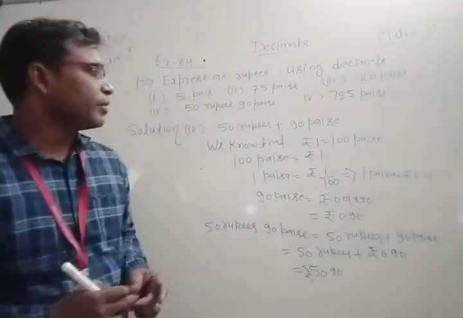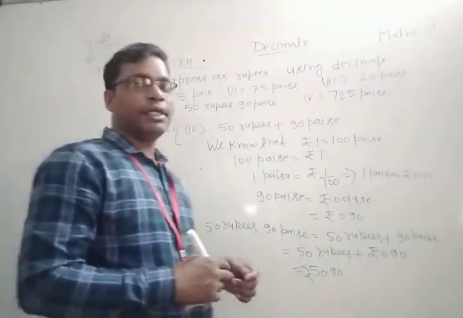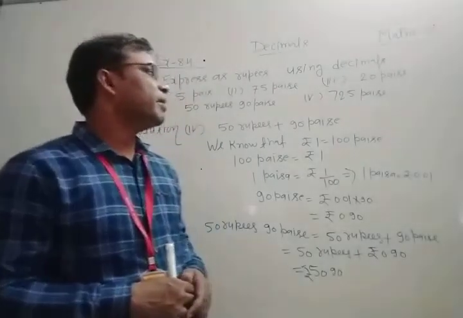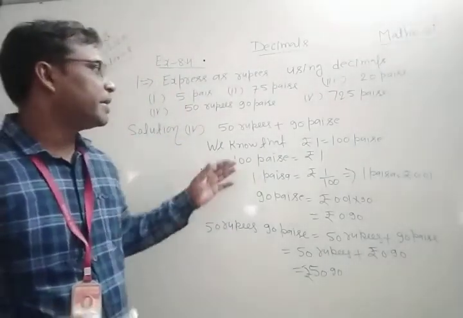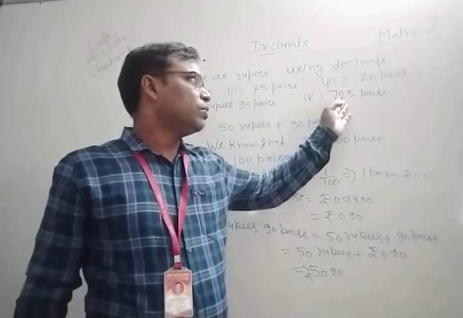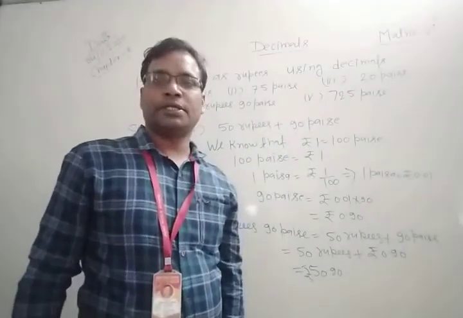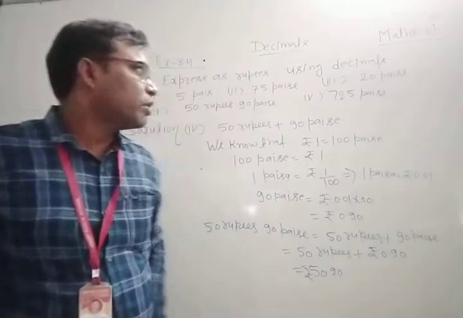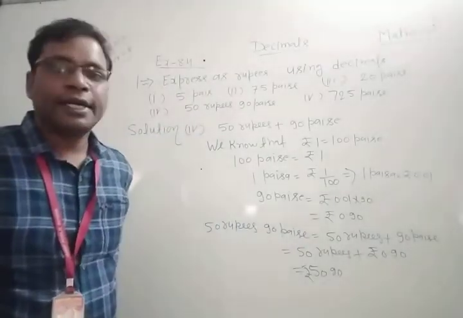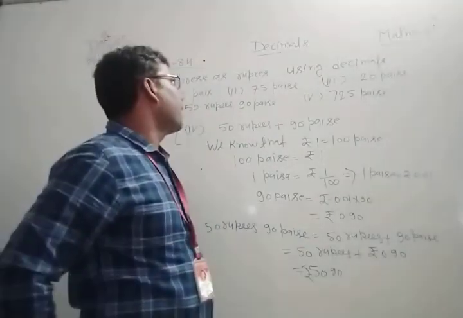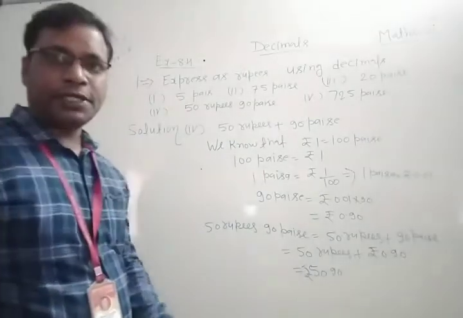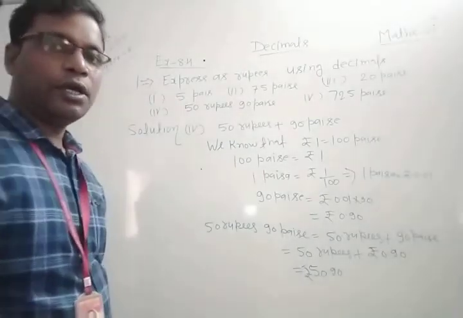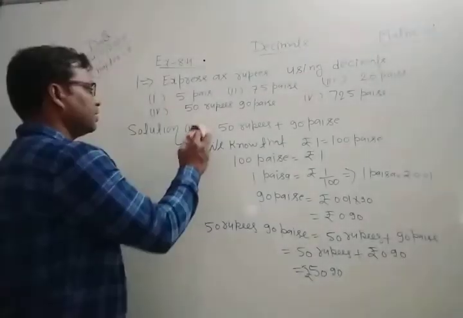Now we are going to discuss the next part, the fifth part of this question. What is the fifth part? The fifth part is that 725 paise. We need to express 725 paise as rupees using decimal. So let's see how we can solve it. Is this clear?